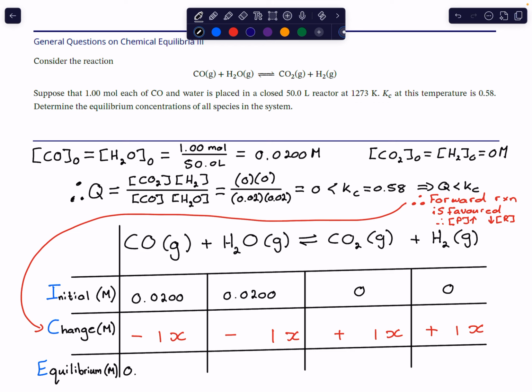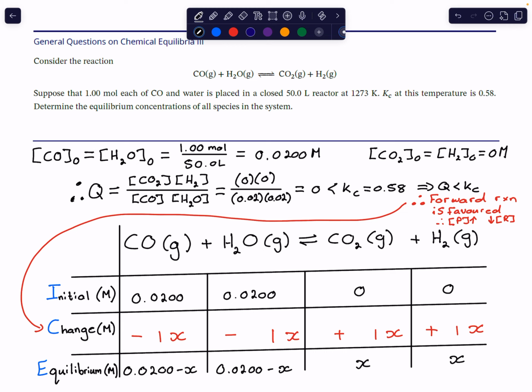So this must then be its initial minus x. So the change is it decreases by the amount x. The same for the water vapor. It must decrease by the amount x. The CO2 goes from 0 and increases by the amount x, so hence at equilibrium it is just x, and the same for the hydrogen. It is the amount x at equilibrium. So now we know what the amounts are at equilibrium.